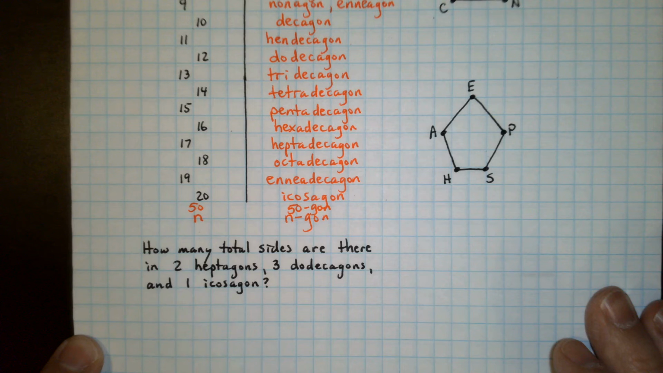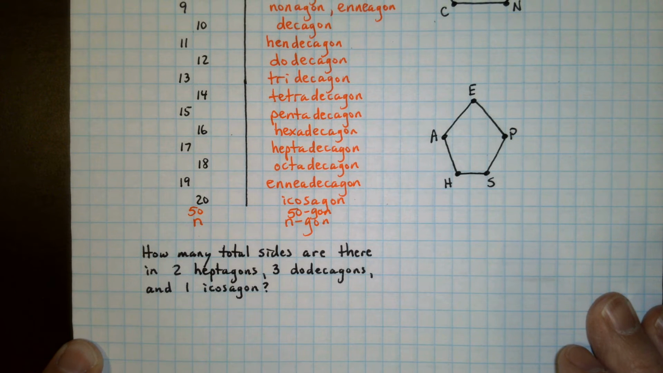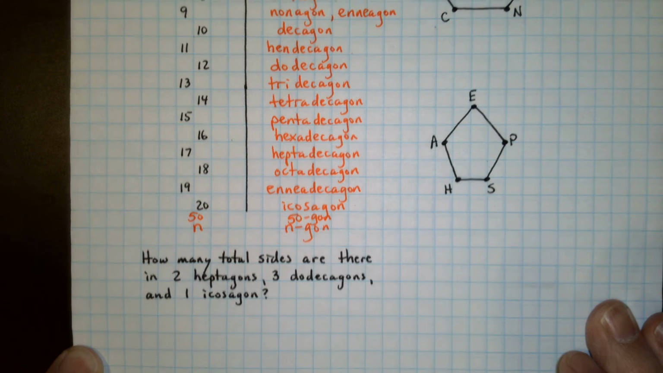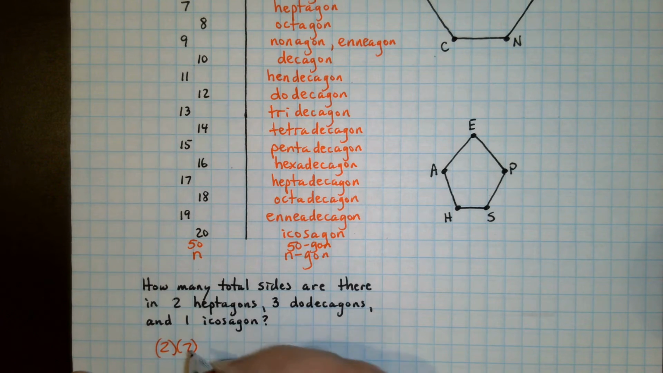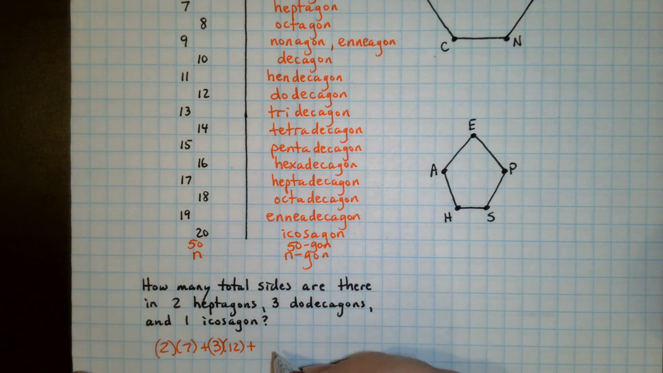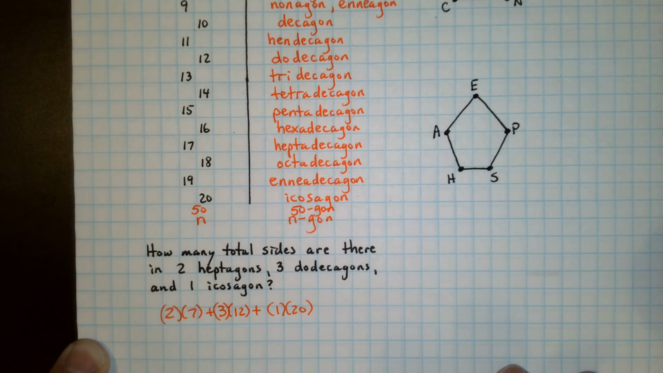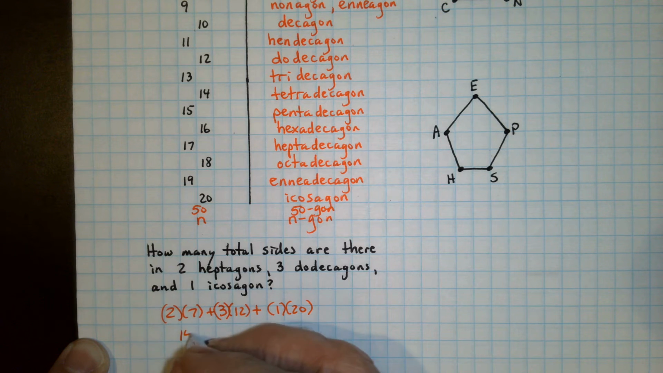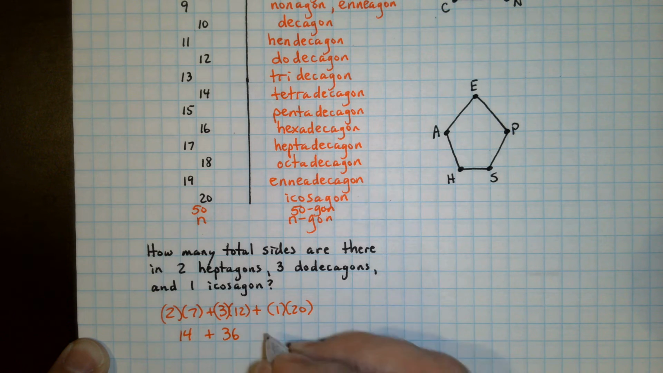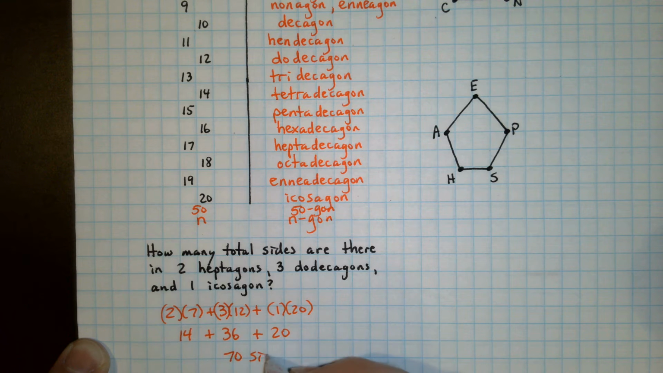How many total sides are there in 2 heptagons, 3 dodecagons, and 1 icosagon? Well, heptagons have 7. We have 2 of those. So 2 times 7. Dodecagons have 12, and we have 3 of those. So 3 times 12. And then an icosagon has 20. We have 1 of those. And so we can multiply to get the number of sides for each type of shape and then add all that together. So here we would have 14, we'd have 36, and we would have 20. And that's going to make a total of 70 sides.